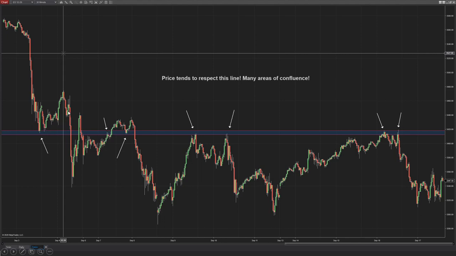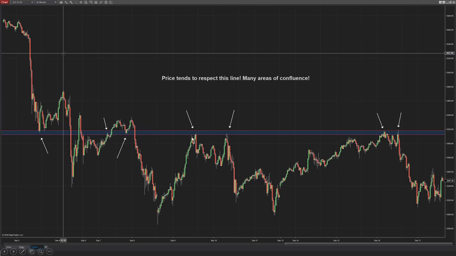So if you were, say, getting long here, you would know that this level is possibly a good place to take profit. You might consider front running it by a couple ticks, right down here or something, because when price reaches this level, based on how it reacted in the past, it's likely to invoke a reaction.